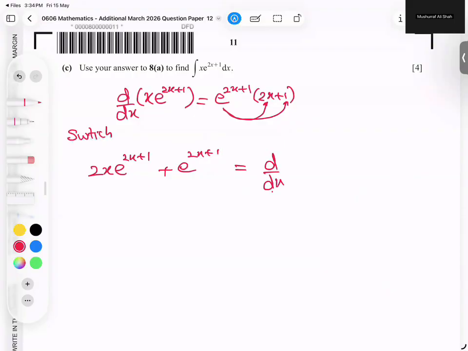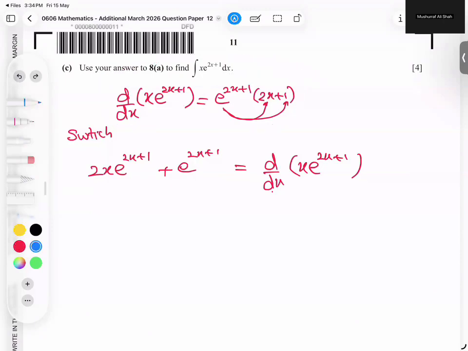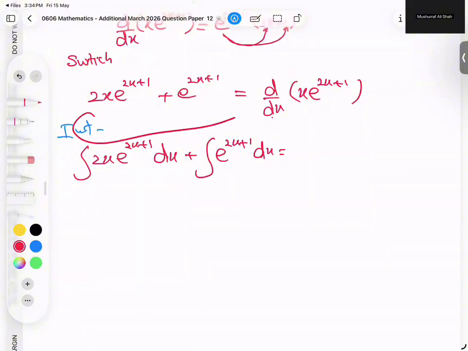Differentiation of x e to power 2x plus 1. So first of all, I switch the value, left becomes right and right becomes left, number 1. And then I'm going to integrate both sides. When I integrate both sides, students, I will get 2x e to power 2x plus 1 dx. And there's also integration I'm doing. And when I integrate this part, this will cancel out. I will get only the bracket value.